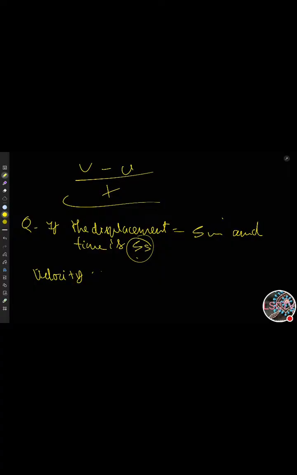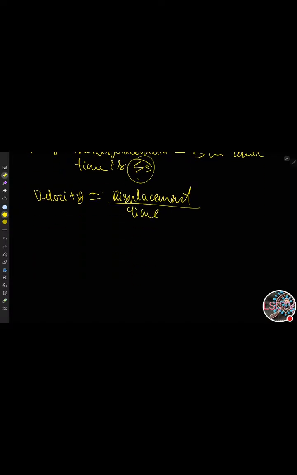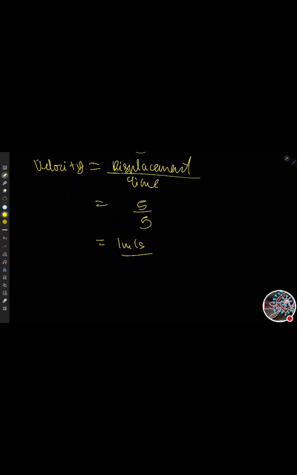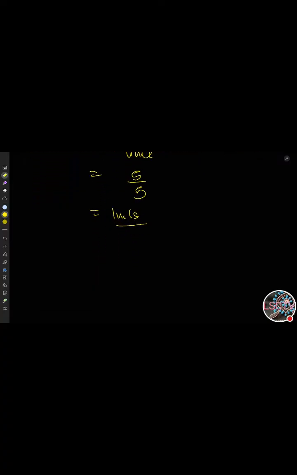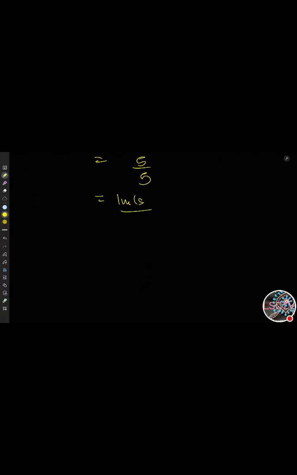Yeah, so the velocity is displacement by time, right? Which is equals to 5 by 5, which is how much? 1 meter per second. That is your velocity. Fine. Okay. Second question.